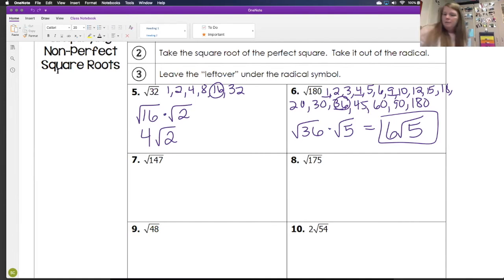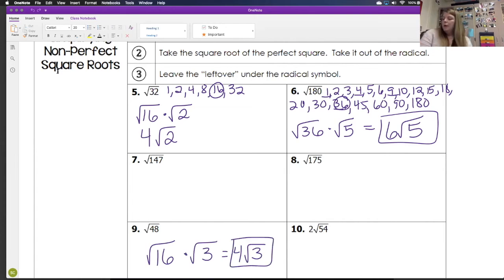Okay, so number 9. I think I've looked at most people's number 9. If I listed all the factors of 48, and I'm not going to, but they're 1 and 2 and 4 and 8 and 6 and 12. But the biggest perfect square that goes into 48 is 16. Specifically, good job, Malia, that's right. 16 times 3 gives us 48. And if we take the square root of 16, it would be 4. So 4 square root of 3 would be the answer there for number 9.